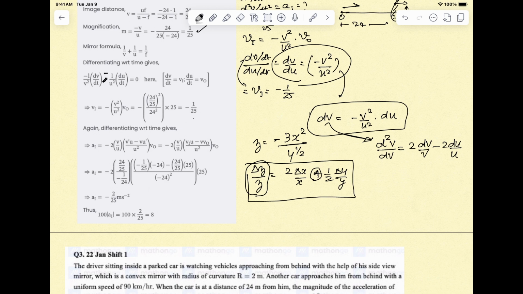By using the error concept, the fractional error of the left-hand side is nothing but d squared v by dv, where d squared v is what we want, representing the acceleration of the image, and this equals twice dv by v minus du by u. Now I just repeat: the only departure from the concept of error is that if it is in the denominator, it is going to be minus; the numerator is going to be plus.